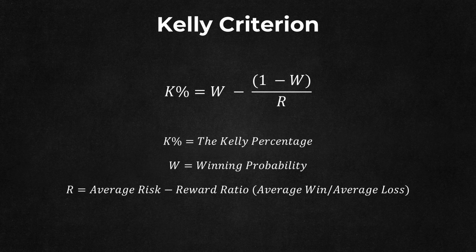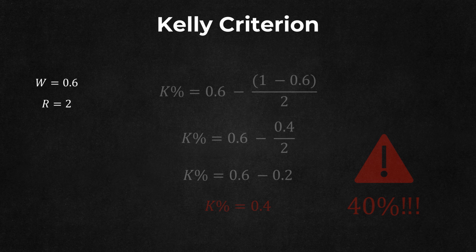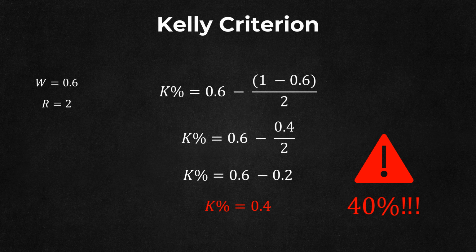So for example, let's say you have a sample of 100 trades. Your win rate is 60% and your average win is 200 and your average loss is 100. So an average risk-reward ratio of 2. If you put these numbers in the Kelly formula, it will return a whopping 40%, meaning that according to your stats, the Kelly criterion states that you should risk 40% of your capital in each trade to maximize the long-term growth rate of your equity.